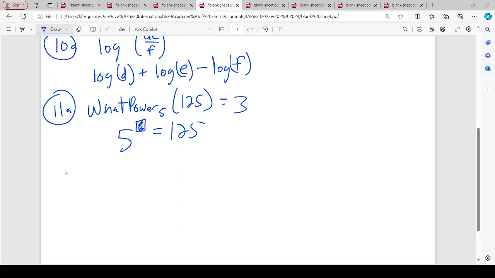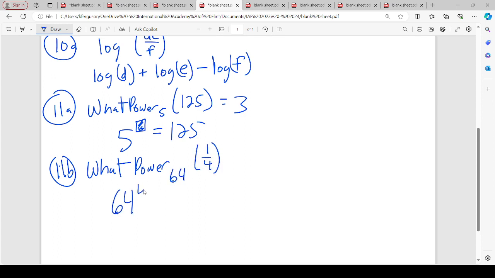All right. What about B? So I got 11B is what power? 64 is 1/4. So 64 to what power is going to be 1/4? Well, there's a couple things going on. I got a big number that becomes a small number. That tells me one thing about my exponent. The second thing is I have a whole number that's getting changed to a fraction. That tells me two things about my exponent. So big number to small number tells me what? That's going to be a fractional exponent.